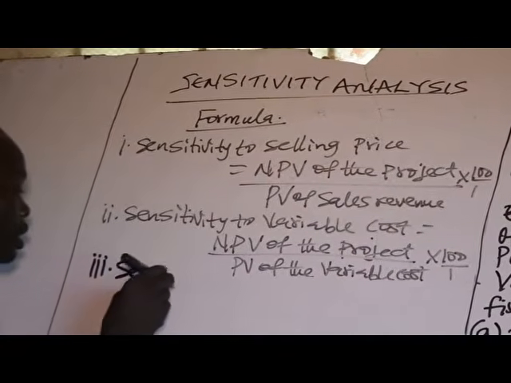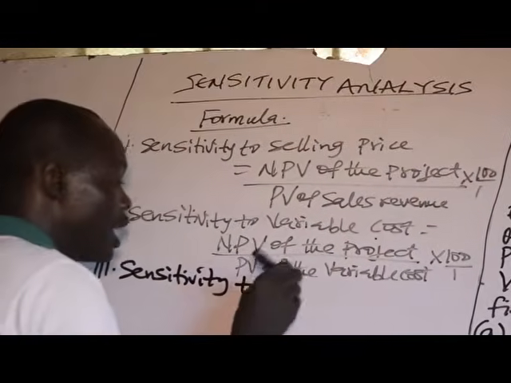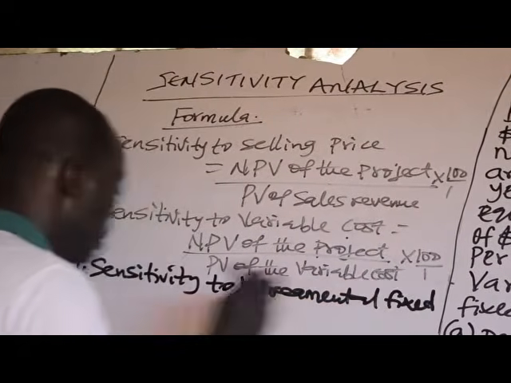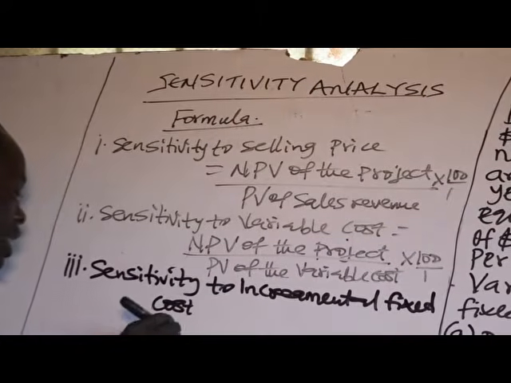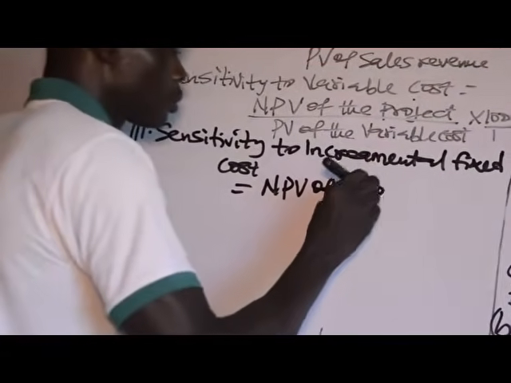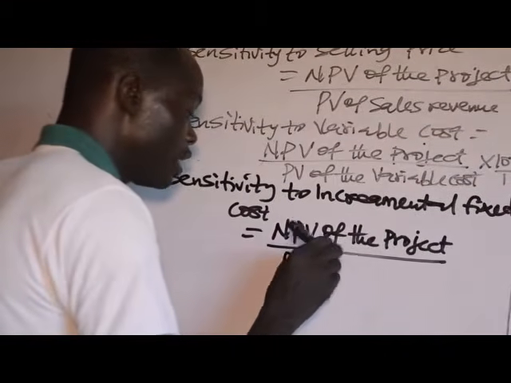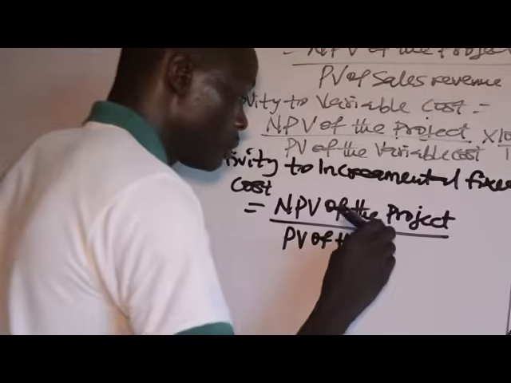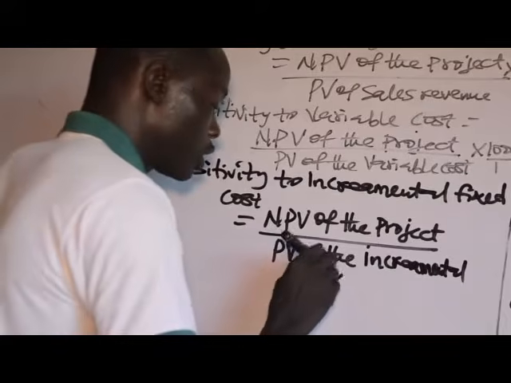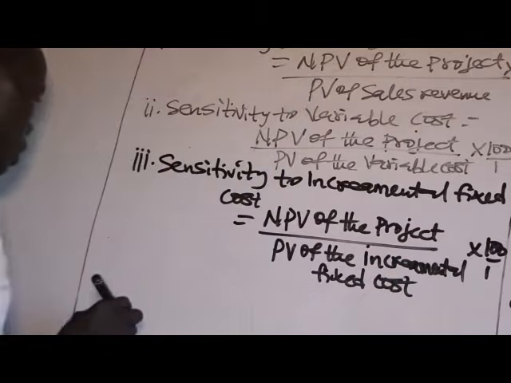Number 3, sensitivity to incremental fixed cost. That will be equal to the NPV of the project over the PV of the incremental fixed cost times 100 over 1.